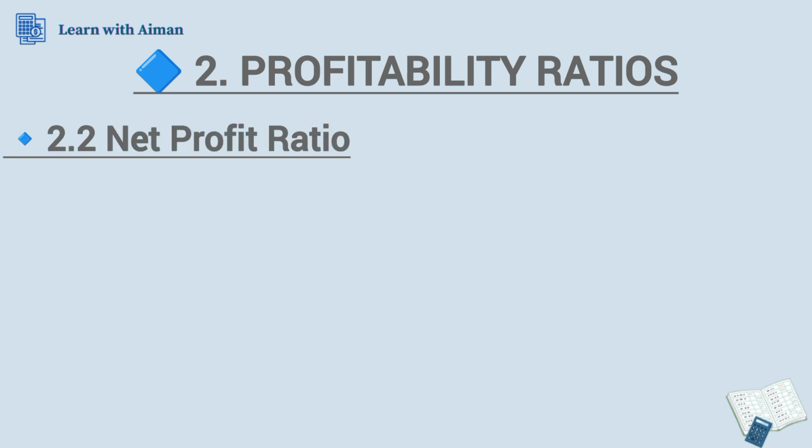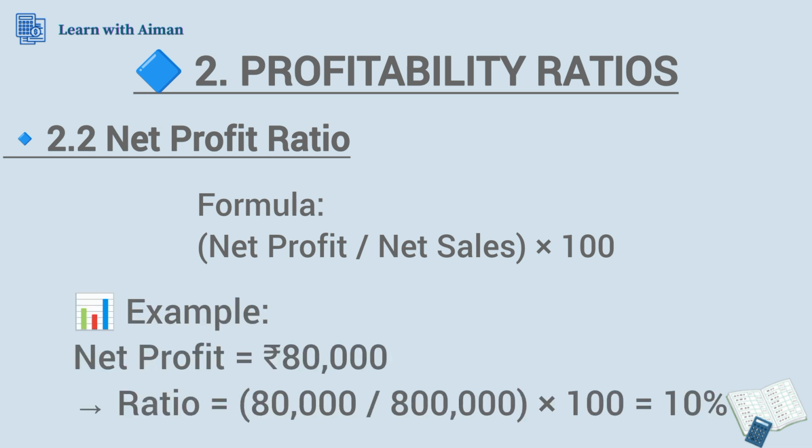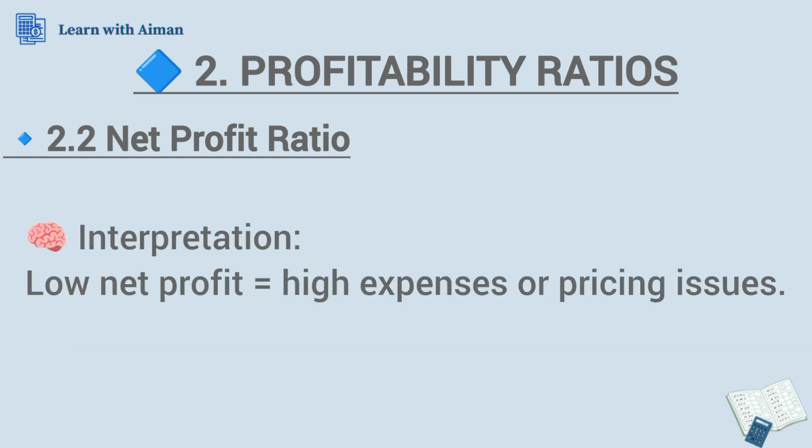Next, we study our net profit ratio. We have the formula of net profit divided by net sales multiplied by 100. Let's say net profit equals 80,000. So the ratio equals 80,000 divided by 800,000 multiplied by 100. So we get 10%. Low net profit means high expenses or pricing issues.